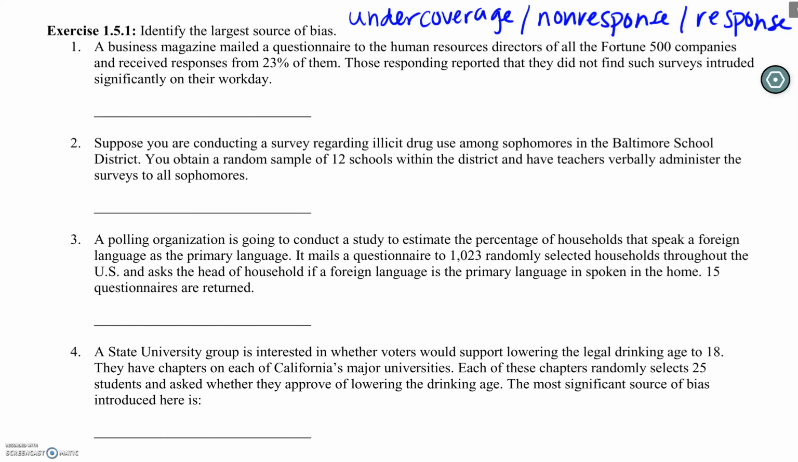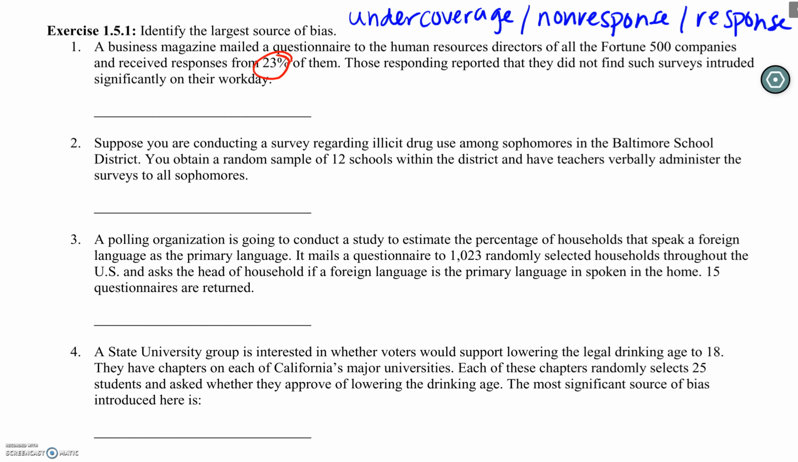All right, so coming back, first one, we mailed a questionnaire, received responses from 23% of the people. As soon as you see something like this, 23%, I've given you a number. I've told you that people didn't respond. Nothing else matters here. You can sit there and argue that there's undercoverage because we left out some people who didn't respond. You can argue that there's a response because the people who responded are going to be the ones who didn't think it interfered on their workday. But none of that matters.